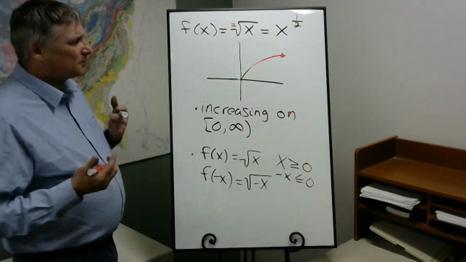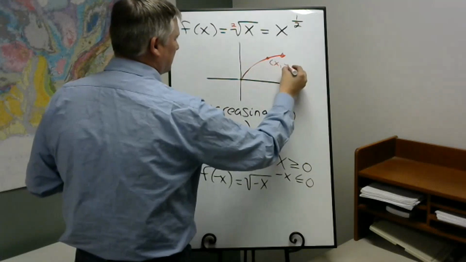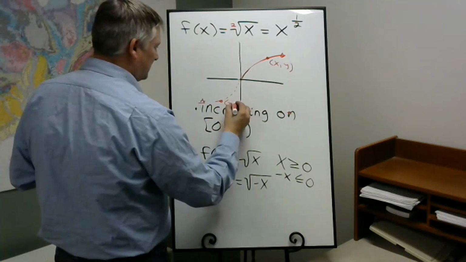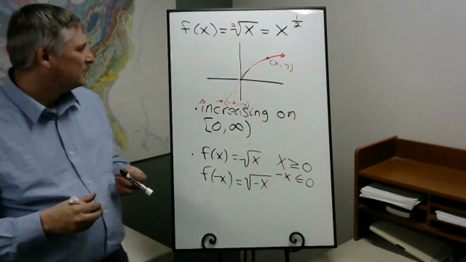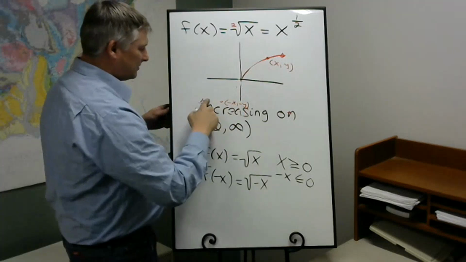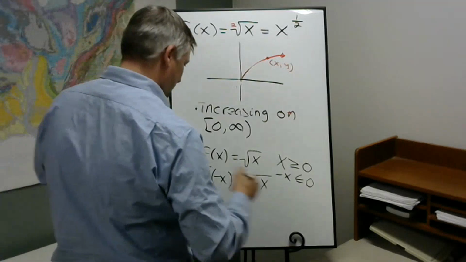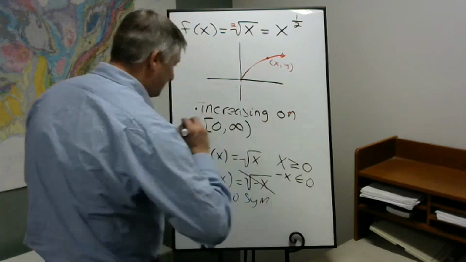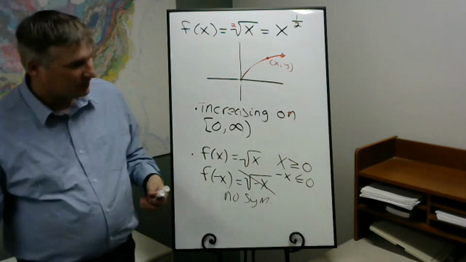If it's symmetric across the origin, if you have, say, x and y here, then you're also going to have negative x and negative y in here. But we don't have that. We just have this thing right here. So this has no symmetry. So that's the square root of x, or x to the 1/2.